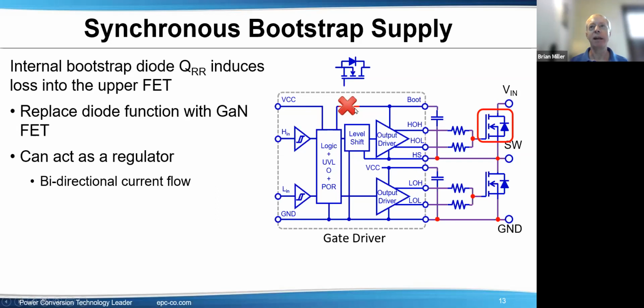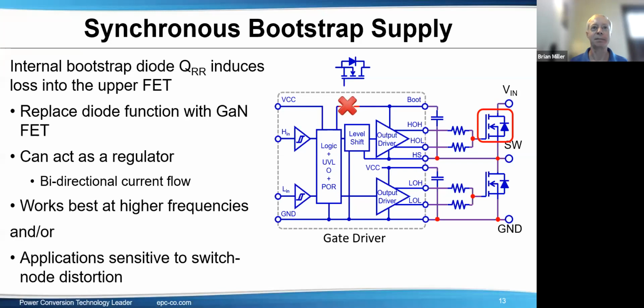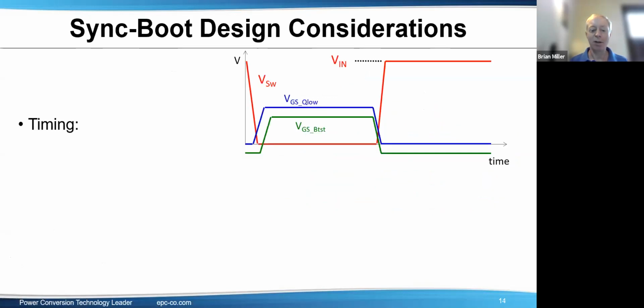And that's also nice in some audio systems, even for a lower frequency, to have this bidirectional current flow to regulate the voltage on the upper gate drive. Again, this works best at high frequencies. There are applications that are sensitive to switch node distortion. For many designs, this isn't really needed, but it's a great function that EPC's applications engineers have developed as an option for high frequency. So some details on this, how to make this work, the timing.